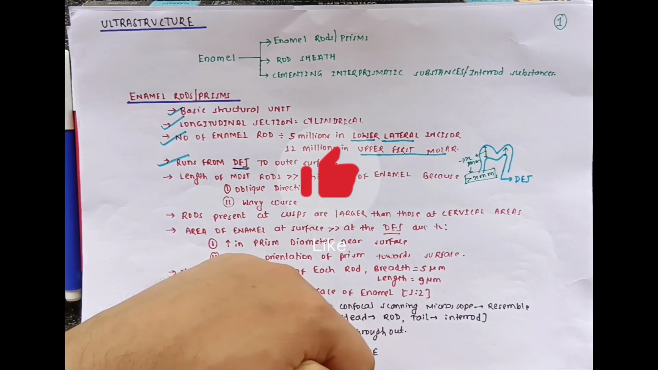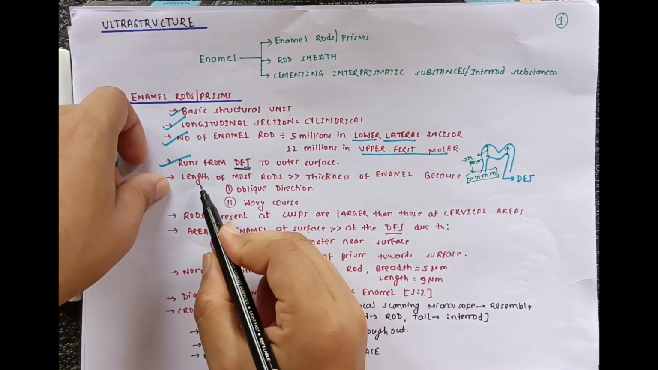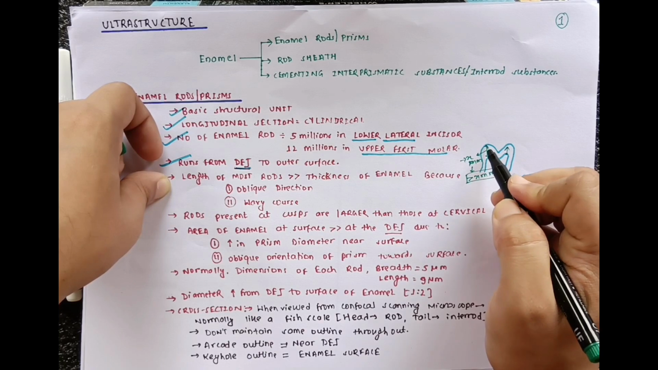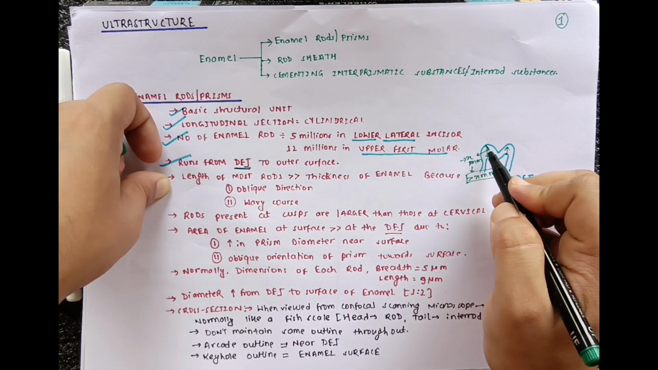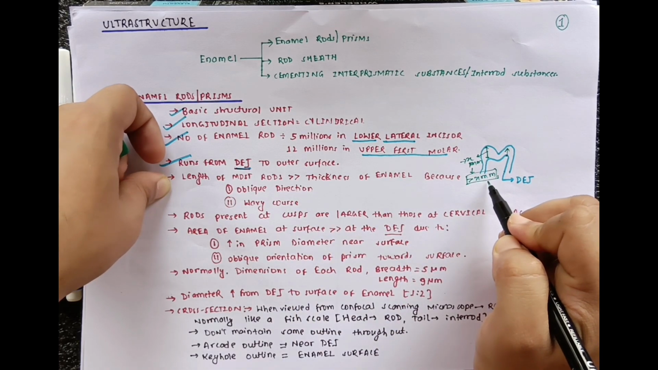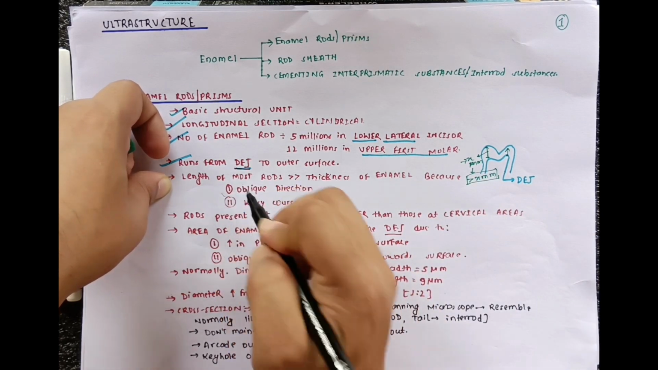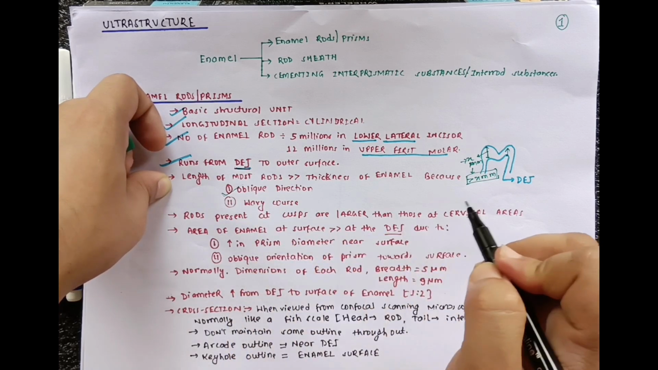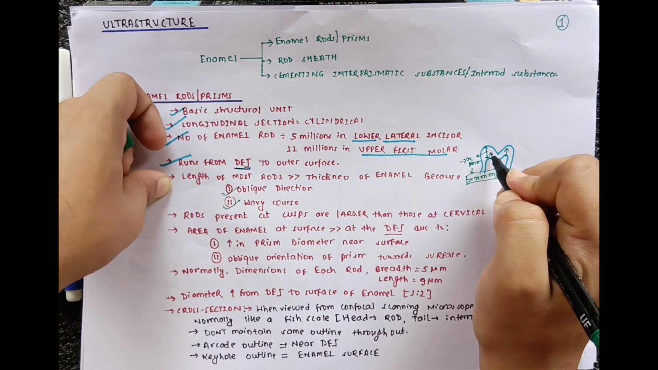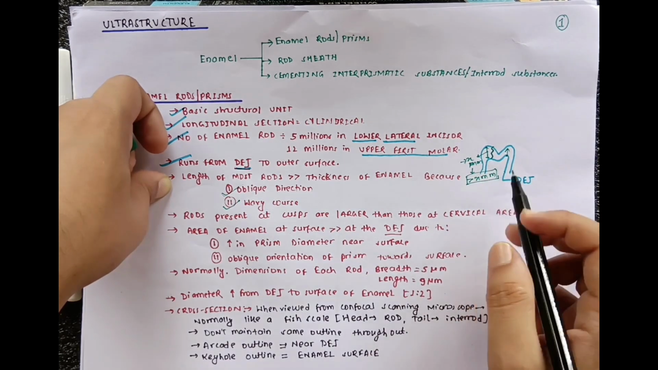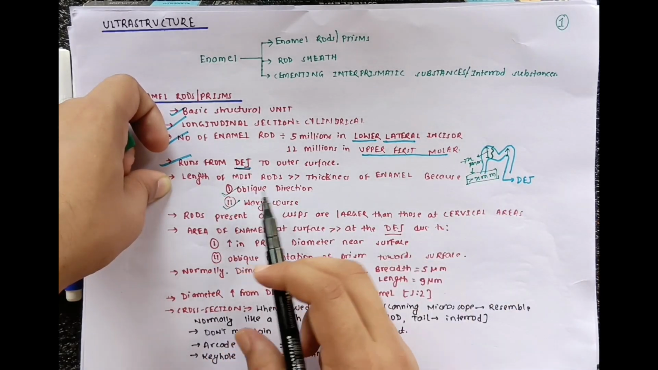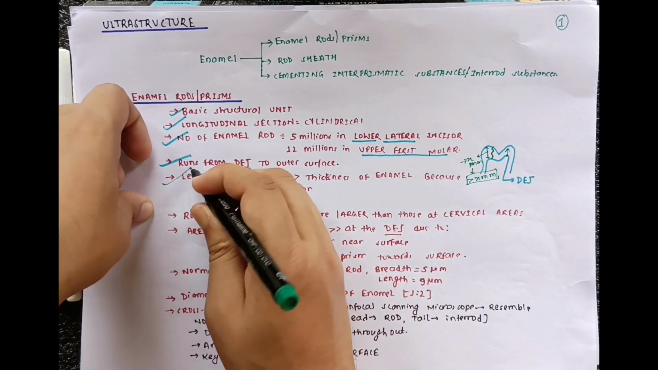As we can see in this point, the length of most of the rods is greater than the thickness of the enamel. If the enamel thickness is x mm, then the length of the rod will be greater than this x mm. It is because of the presence of an oblique direction of the enamel rod, and there is a wavy course. The enamel rods run in this pattern, from the dentinoenamel junction towards the outer surface in a wavy pattern, due to which the length of the rod is greater than the thickness of the enamel. So it is easy to understand.